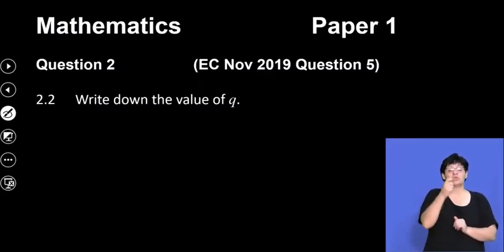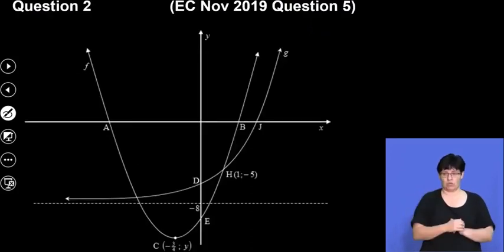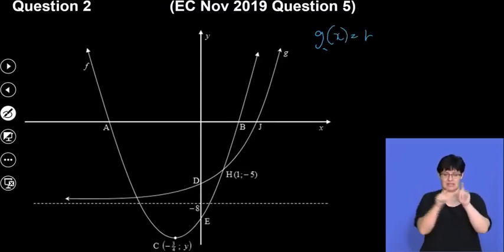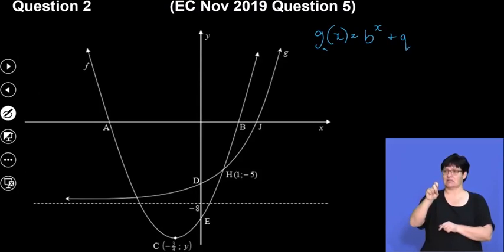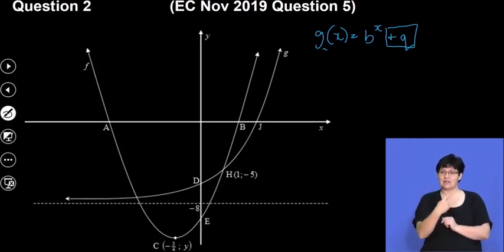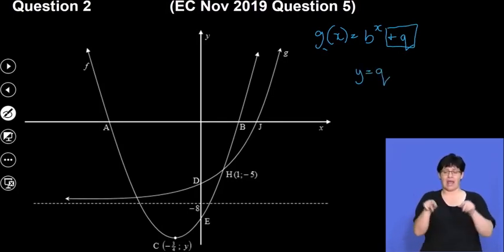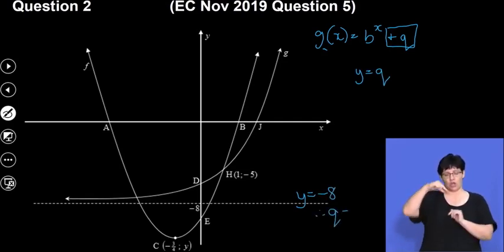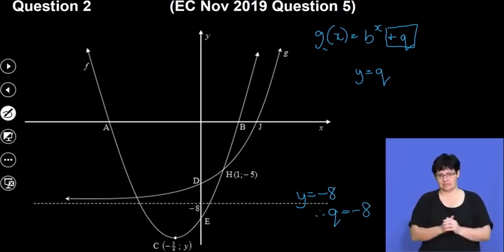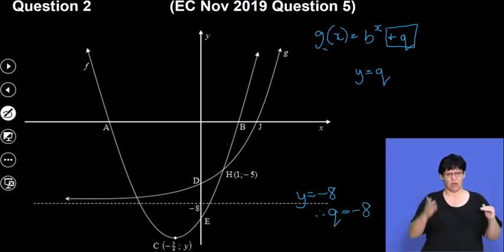Okay, the next question says, write down the value of q. So we were told that g of x is equal to b to the power of x plus q. So there's q over there, and it tells us about the horizontal asymptote of this exponential equation. So y equals q is always the equation of the horizontal asymptote. So we can see that the horizontal asymptote has the equation y equals -8. Therefore, q must also be equal to -8. Okay, so if you know the horizontal asymptote, you can definitely get that value of q.